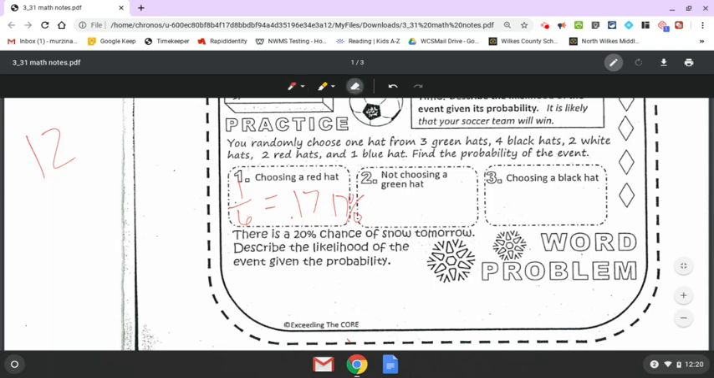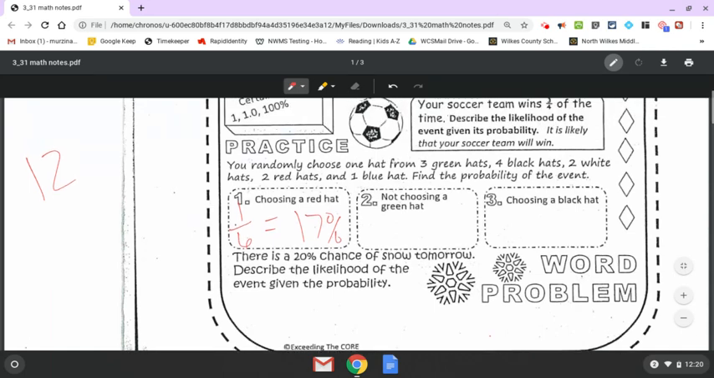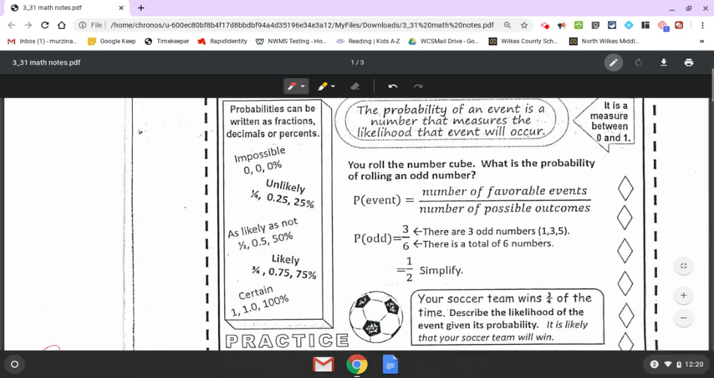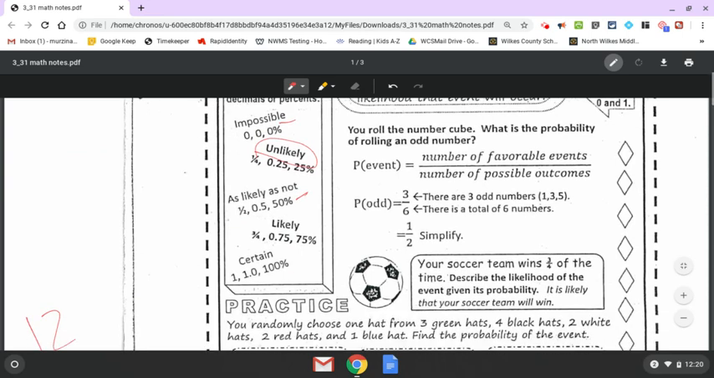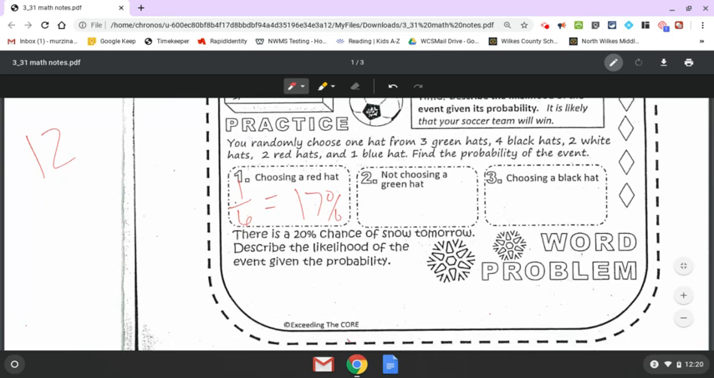Okay, if I were to ask you what is the likelihood that you will pick a red hat, then you would describe that as being unlikely because it is between 0 and 50%. So in this case, you are unlikely to choose a red hat.